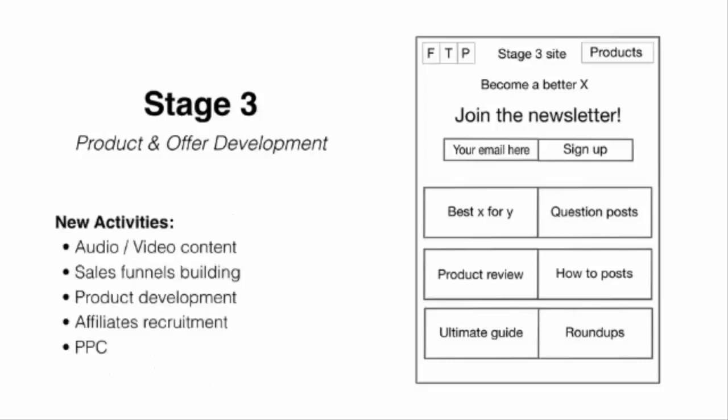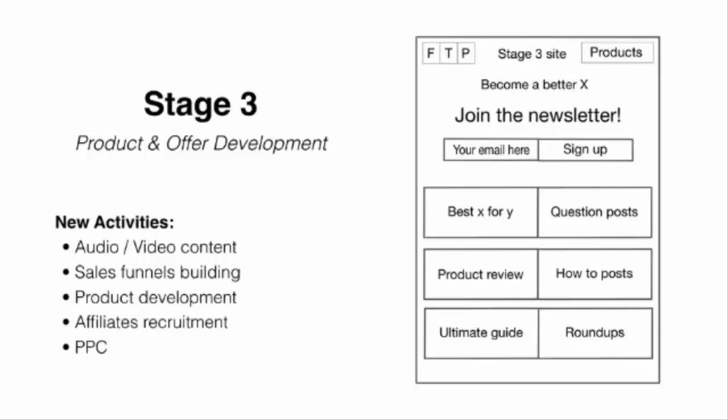Now, the types of new activities that come on top of everything you've been doing so far in stage 1 and stage 2 are things like audio and video content, so like podcast and YouTube channel, that kind of stuff. Sales funnel building, which is essentially the whole marketing process of taking someone like an email subscriber and transforming him into a buyer of your product. And that can go through a bunch of activities like webinars and sales pages and mini video courses, that kind of stuff. Obviously, you're going to be working on product development since you have your own offers.